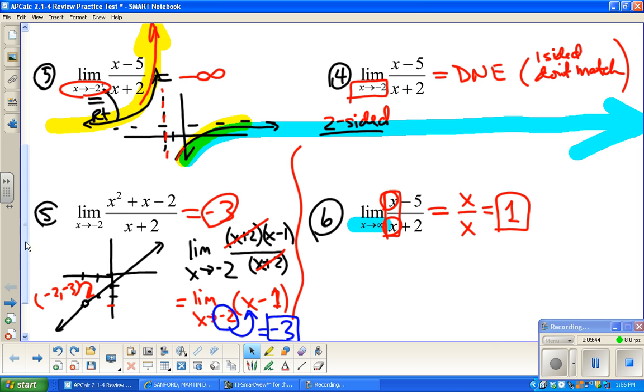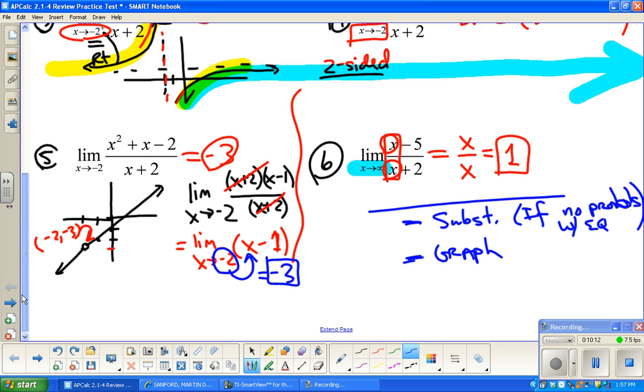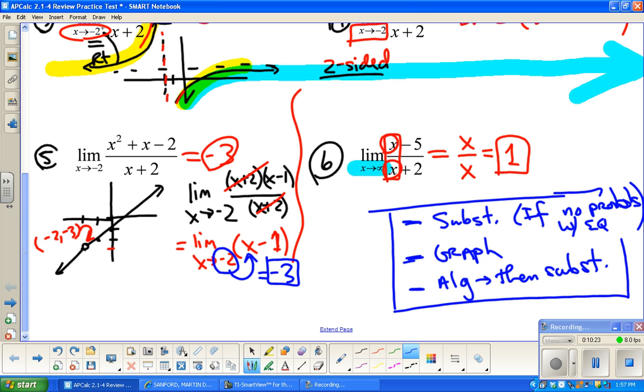Okay, so just a quick little recap. For limits, generally we try and substitute, if there are no problems with the equation there. If we can't substitute because it makes it undefined or square root of a negative or some crazy thing like that, then you might look at a graph. Or you might do some algebra and then substitute. Okay, so those are the basic go-to plans for that.